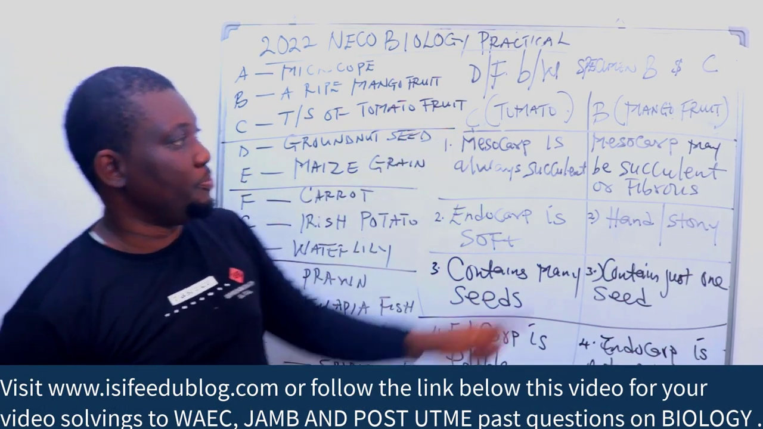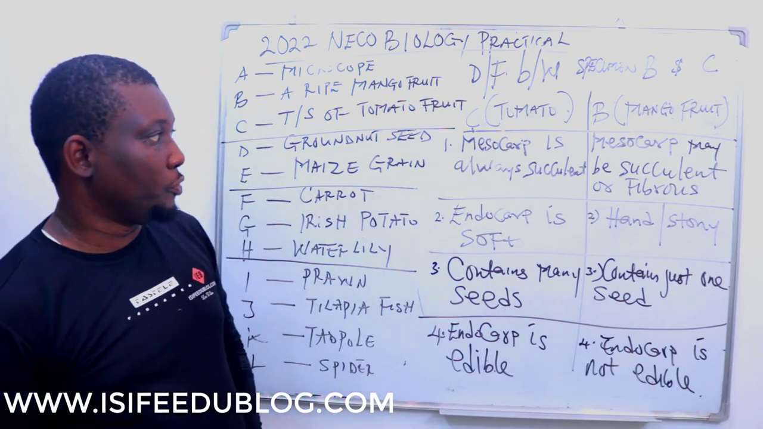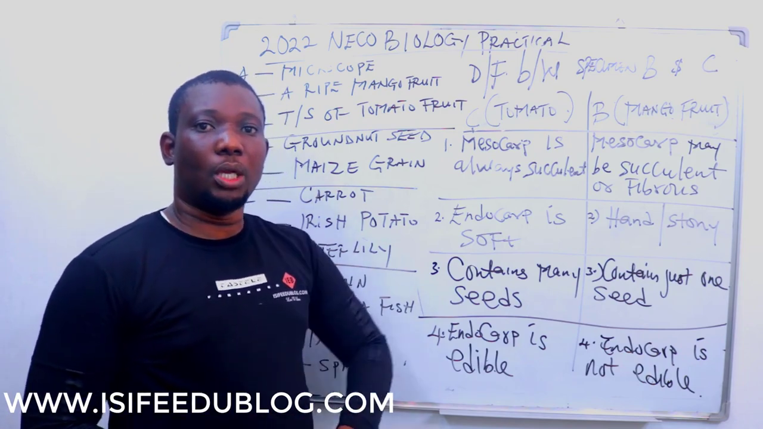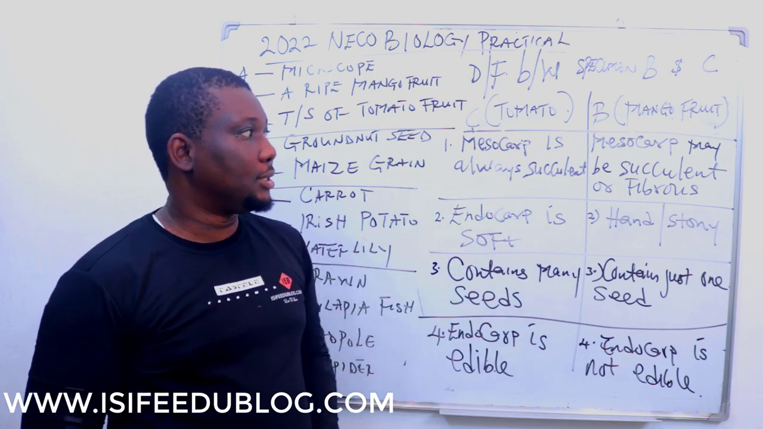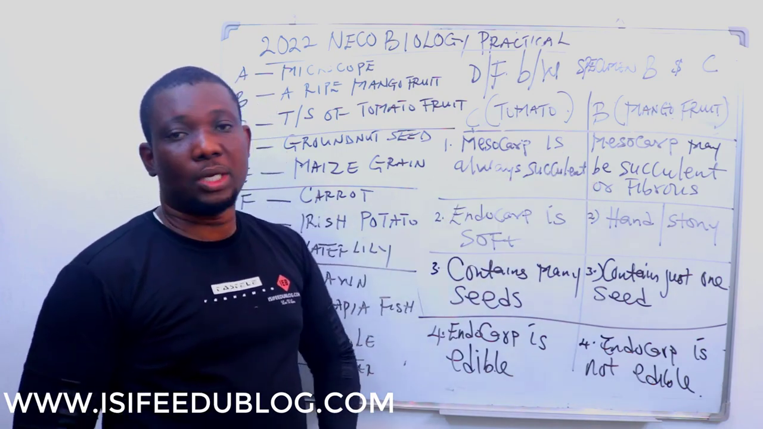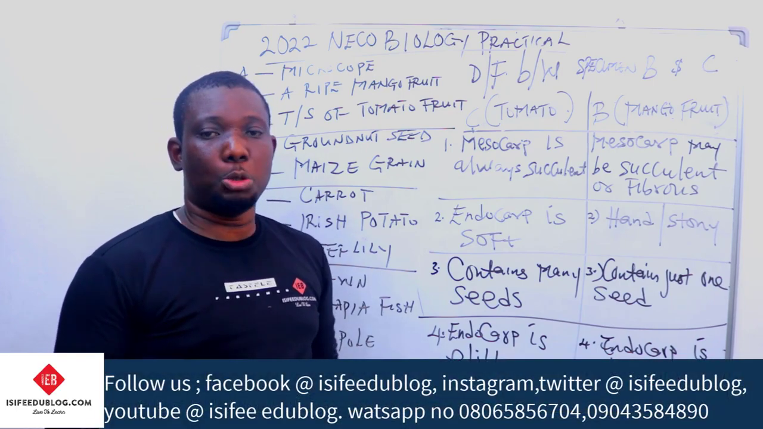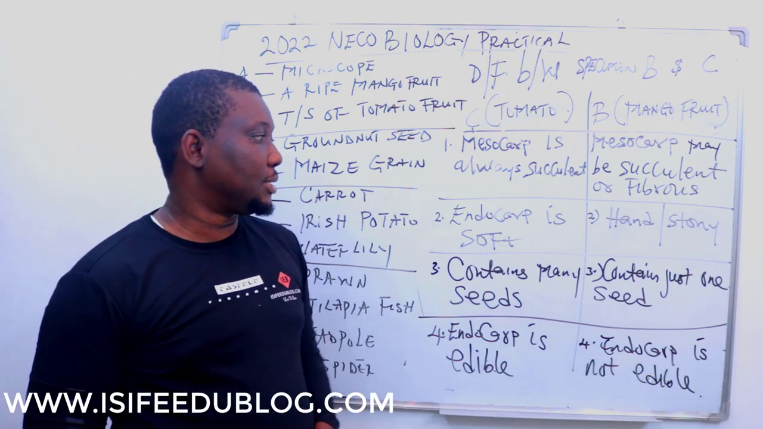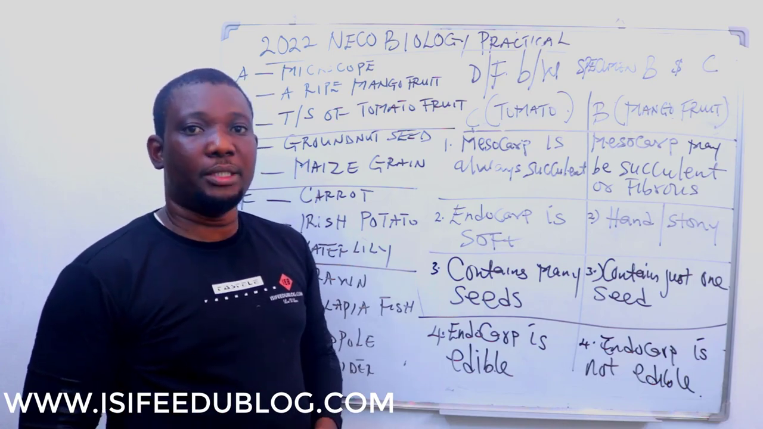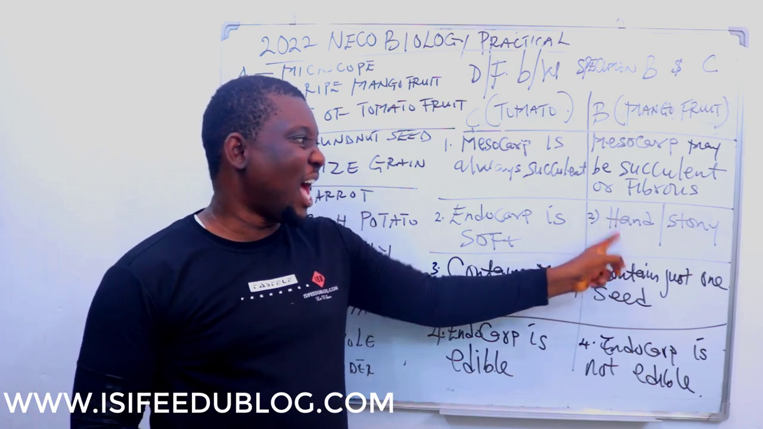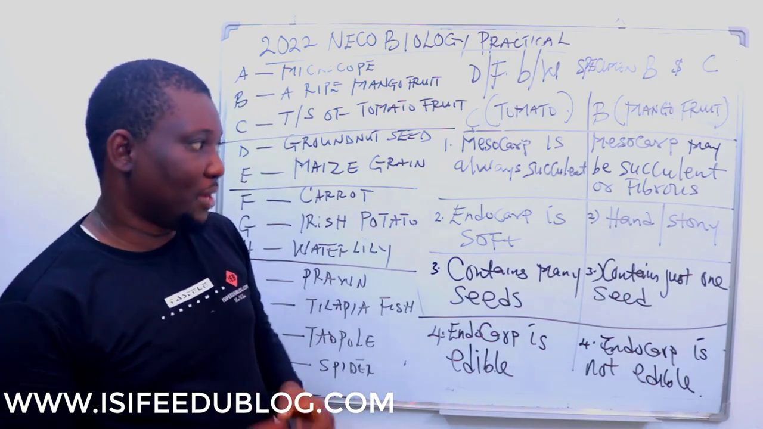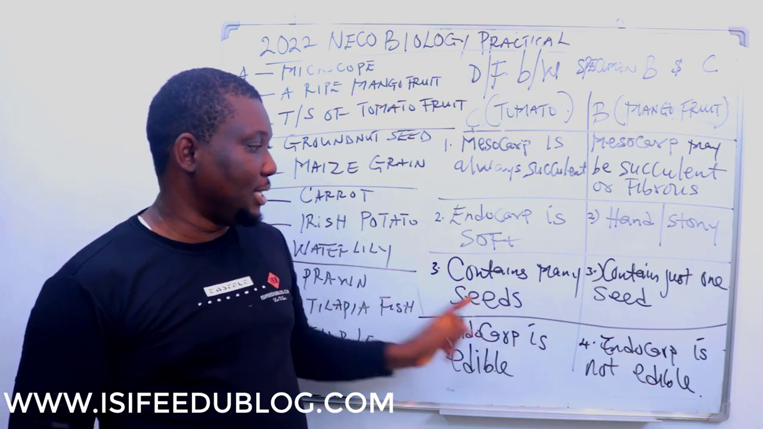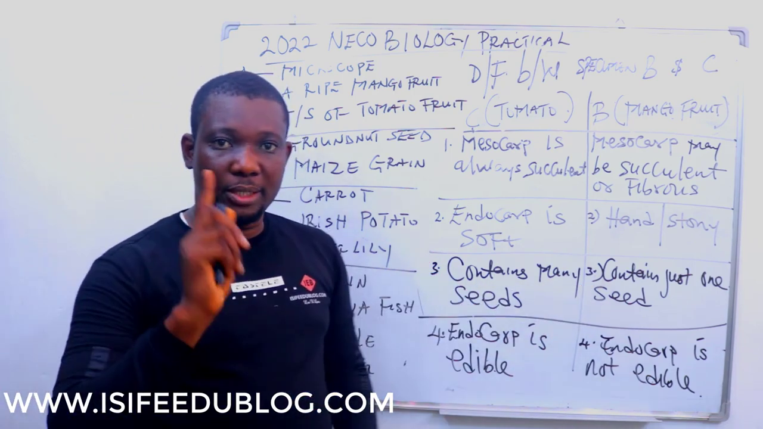Specimen C on the left, specimen B on the right: tomato and mango fruit. Just like I said earlier about the succulent, the mesocarp, that is the middle wall of the fruit, here is succulent. Here, the mesocarp may be succulent or fibrous. That is the part of the seed, that is the seed coat. And then the endocarp is soft, which is also bearing the seed. Here, the endocarp is hard and stony, because the mango seed forms part of the endocarp. Then tomato contains many seeds. Mango contains just one seed.